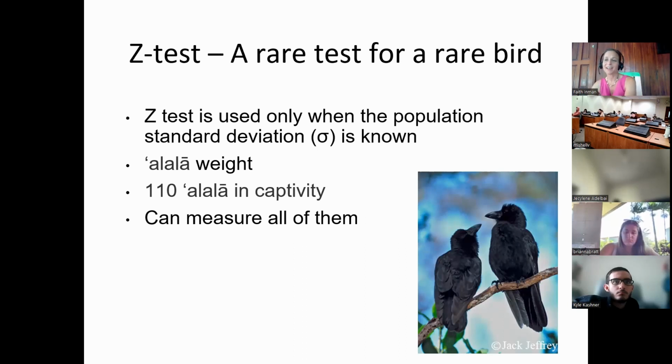I use this example of a rare test for a rare bird. I think about the alala. I've brought them up before. I'm very fond of the alala. They're a very rare species of Hawaiian bird, the Hawaiian crow. They're all in captivity. So if you wanted to measure the weight of alala, you could theoretically measure all of them, the whole population, put them on a scale, get the weights, and then you would have the true population mean and the true population standard deviation. And then you could use a z-test to compare that to another value, for example, another population of birds or something.